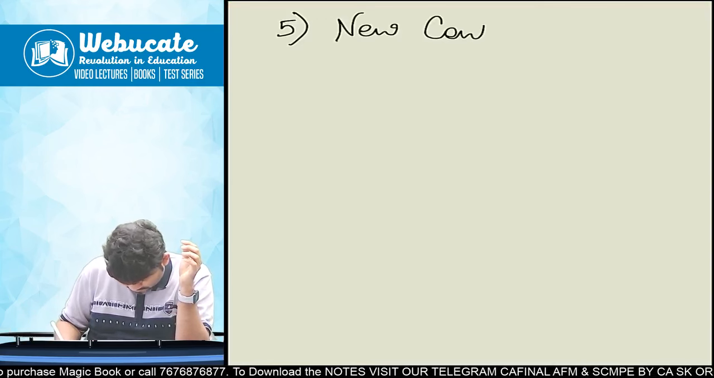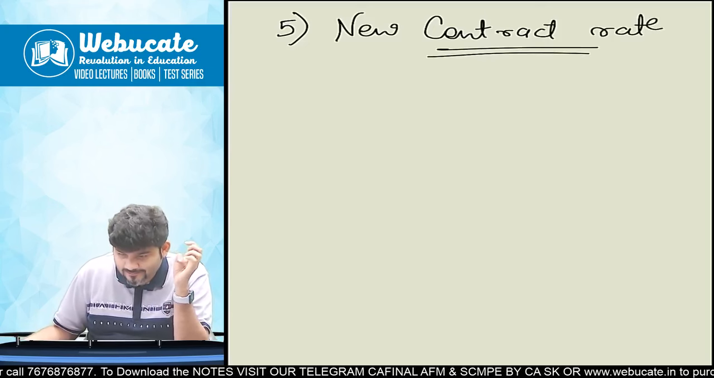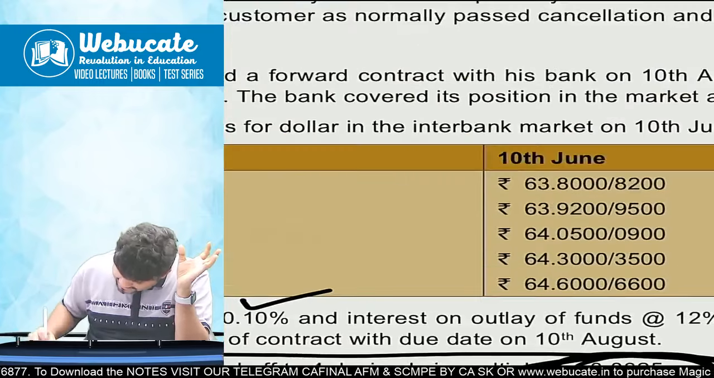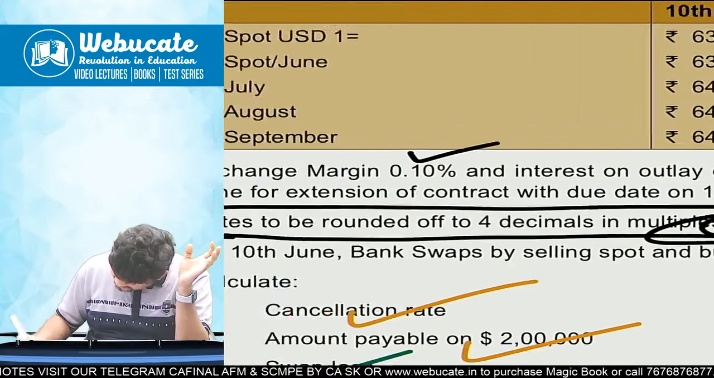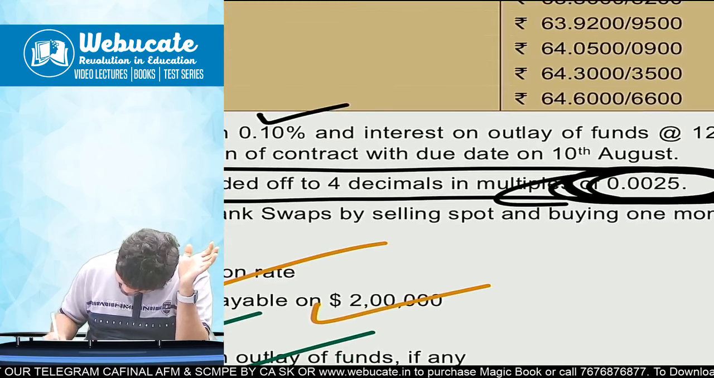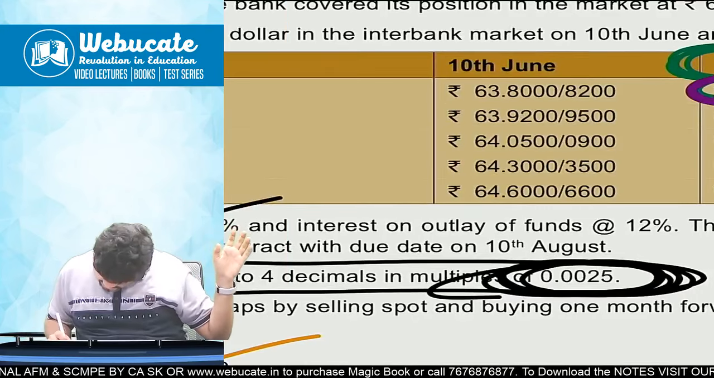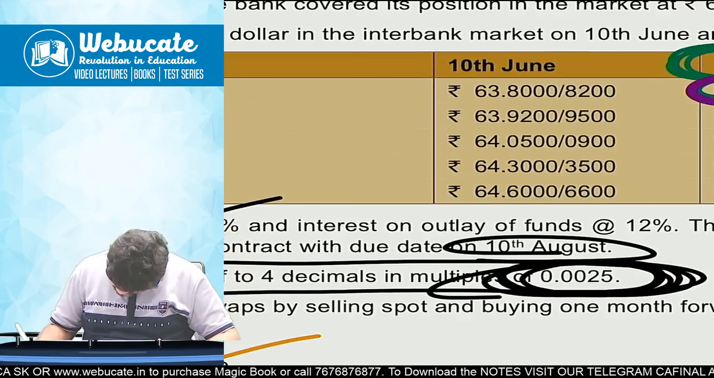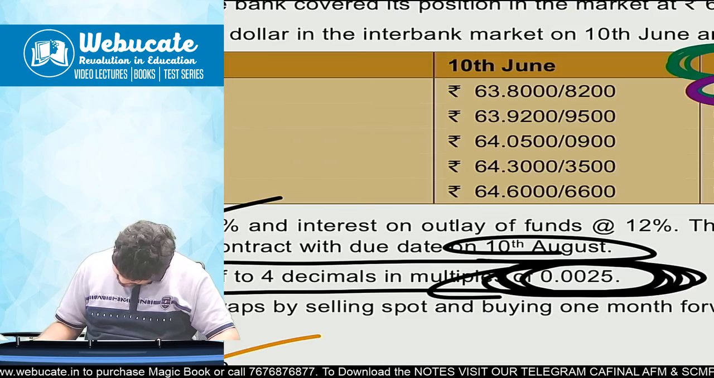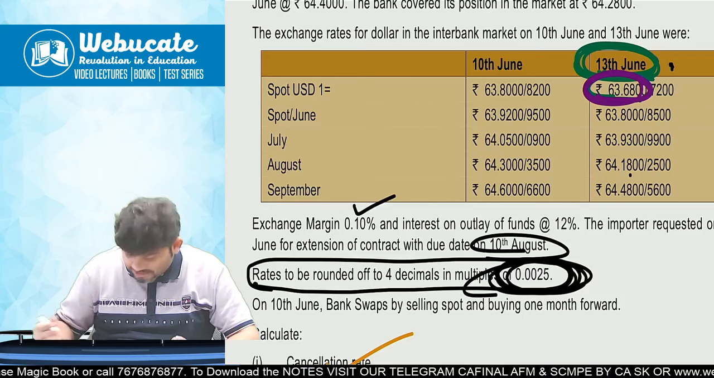New contract rate. Tell me, what is the new contract rate? So see, what they have said is that he will come on 13th June and ask for an extension for 1 month. Extension with due date on 10th August. So 13th June, he will come to 13th August. Because he has come on 13th June, 2 months extension will be 13th August.